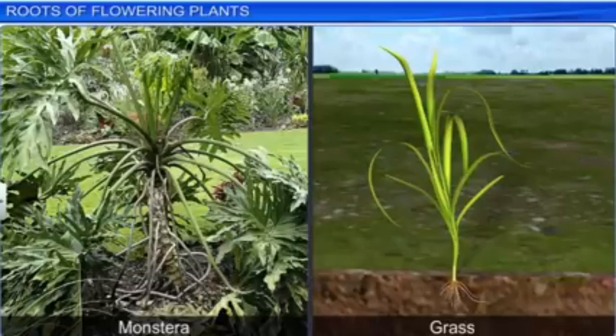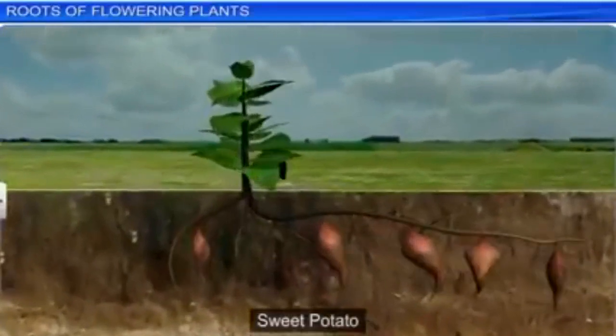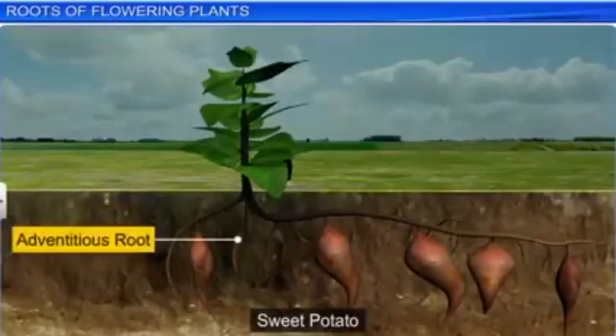There are some plants like Monstera and grass, which have roots that do not arise from the radicle. The roots emerge from various other parts of the plant, like the stem or the leaf. These roots are known as adventitious roots. Some roots also modify themselves to perform specific functions for the plant. For example, the adventitious root in a sweet potato swells up and stores food for the plant.